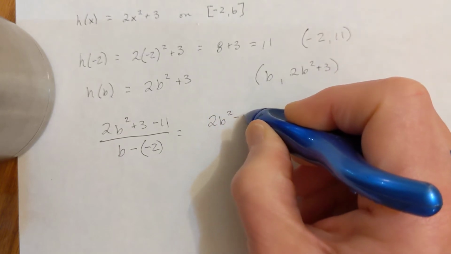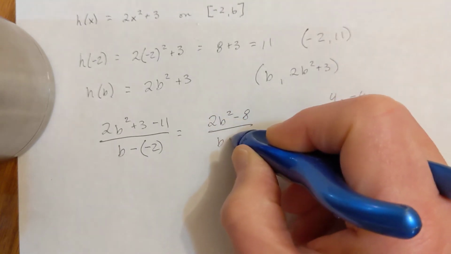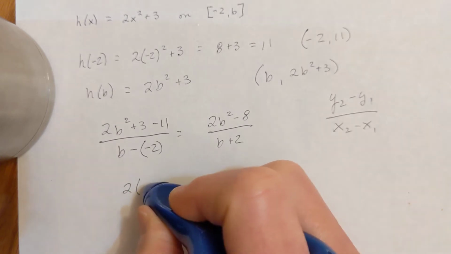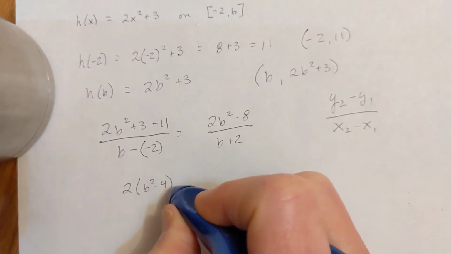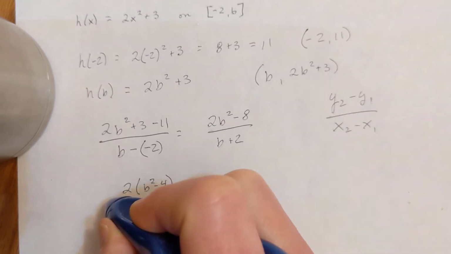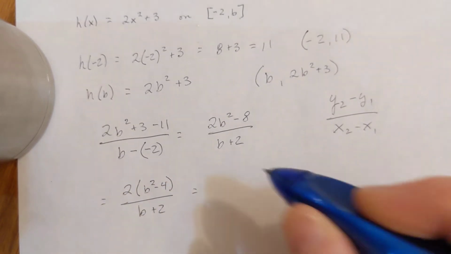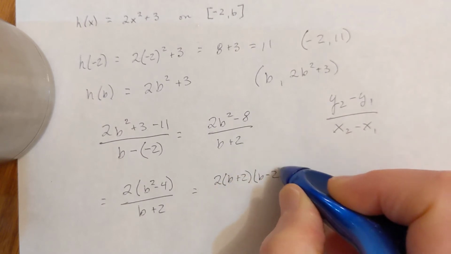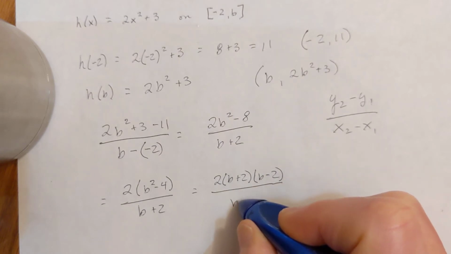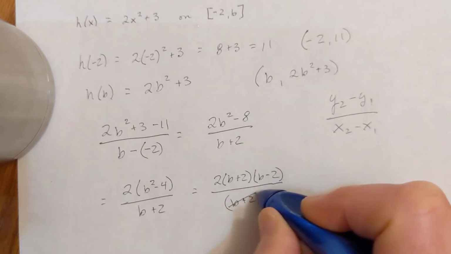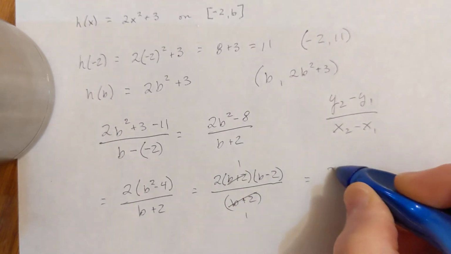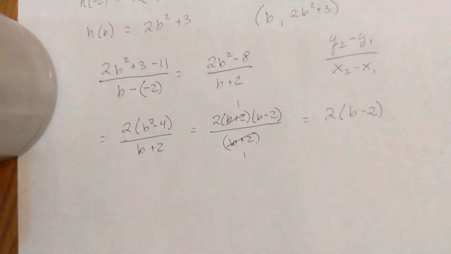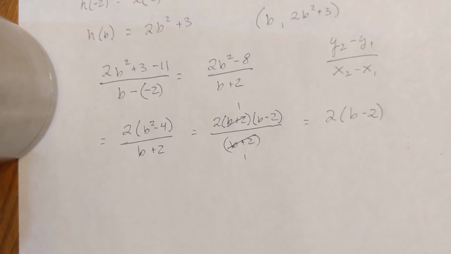Of course, I have to simplify it. Keep simplifying until it cannot be simplified further. That means, of course, you have to factor. And I get my average rate of change as 2 times the quantity b minus 2.